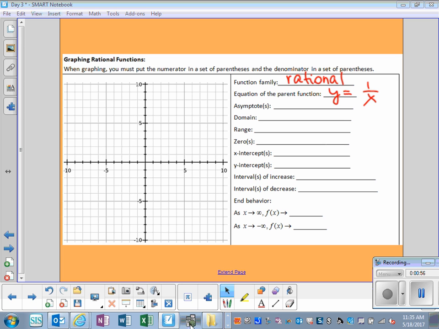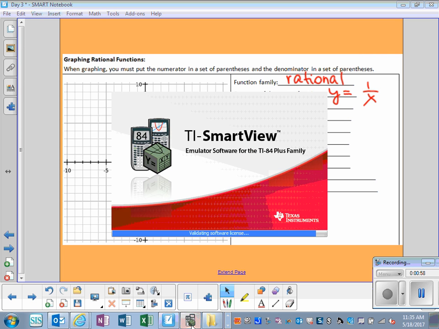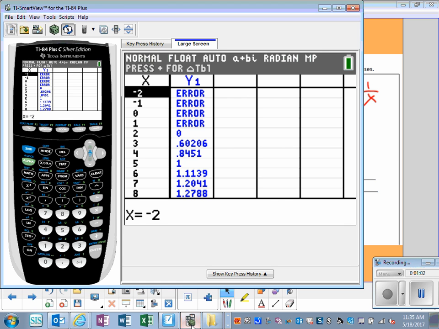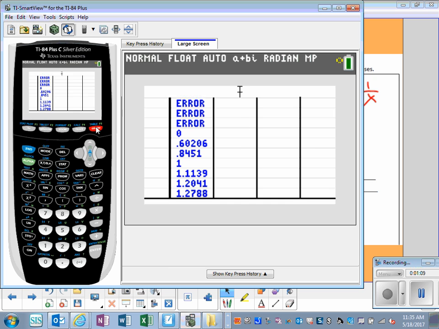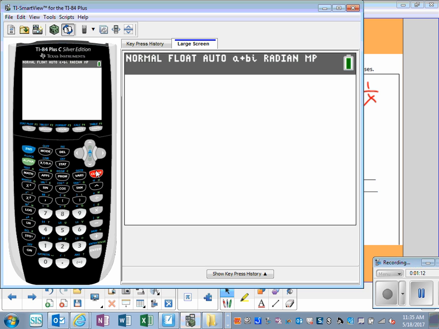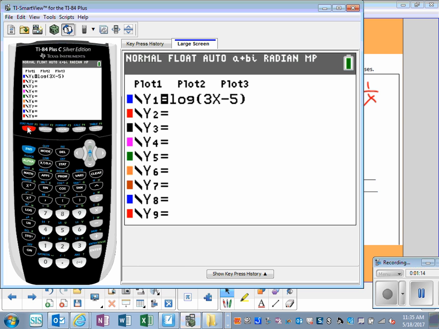Let's graph it. We'll just use calculator. You don't have to, if you remember how the function looks approximately, you can do the table, but we'll just graph it. So graph y equals 1 divided by x.